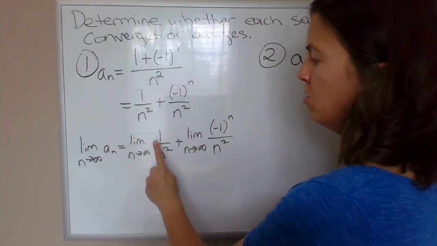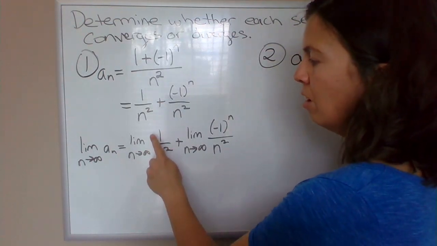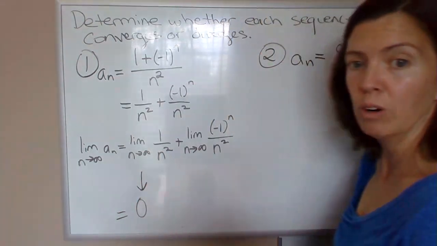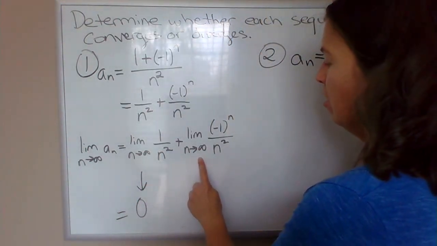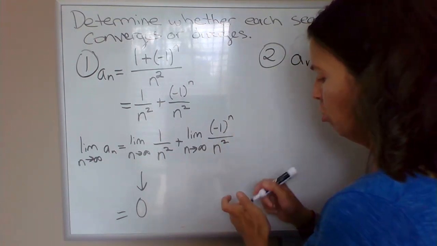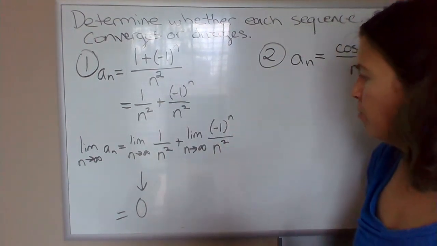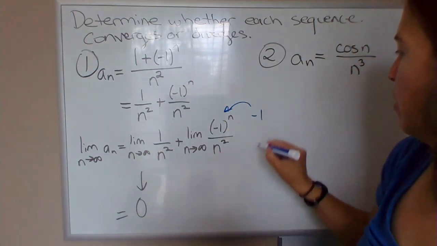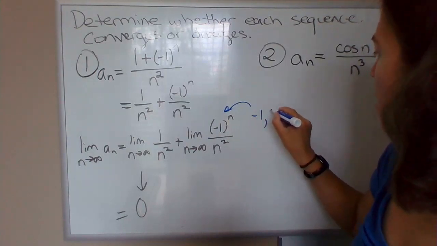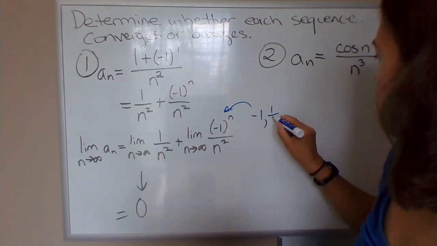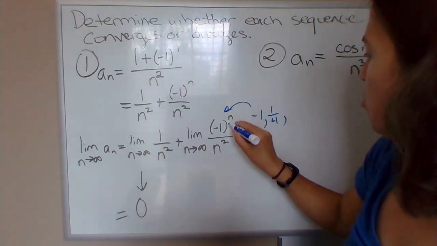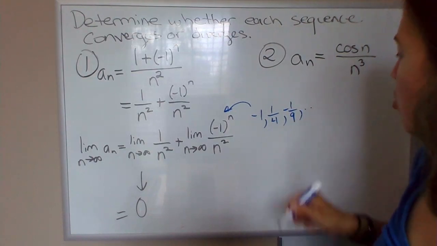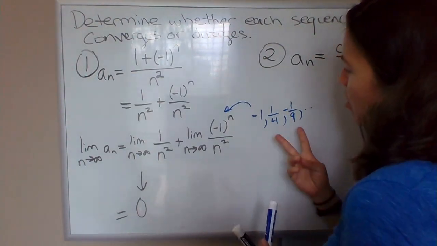So in this first piece, this is 1 over infinity. Any limit of the form finite number over infinity is going to 0. So this first piece is definitely going to 0. The second piece here is alternating signs. If we write out the terms, starting with n equals 1, this will be negative 1 over 1 squared. N equals 2, this will be positive 1 over 2 squared, which is 4. N equals 3, this will be negative 1 over 3 squared, so negative 1 over 9, and so on. So we've got alternating terms.